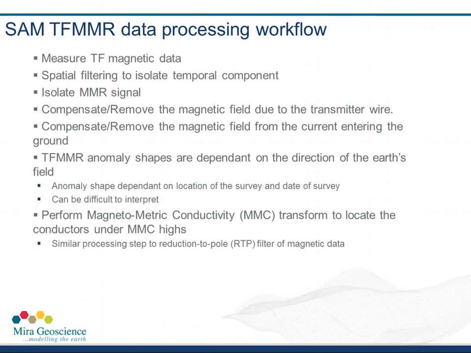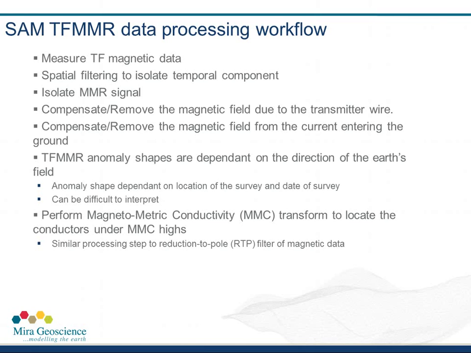What's the processing workflow? You measure your total field mag data, and you spatially filter it to get your Earth's field out. Then you isolate your MMR signal. You have to remove the effects of the current that's flowing through the wire that's on the surface. And you also have to remove the effect in the galvanic source survey of the current that's going down into the Earth at the injection point. That's the vertical field. And then you have to consider that the anomaly shapes are dependent on the direction of the Earth's field in your local survey area. So the interpretation is not trivial, but it's achievable.